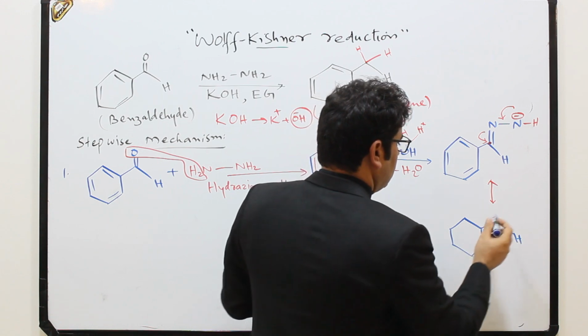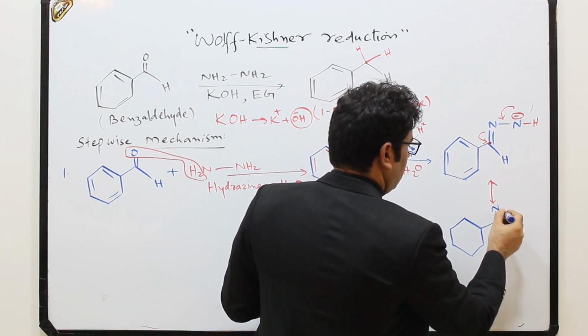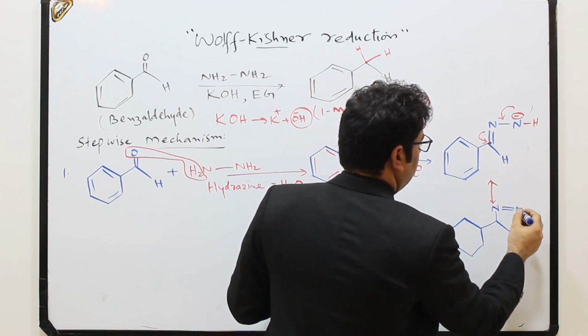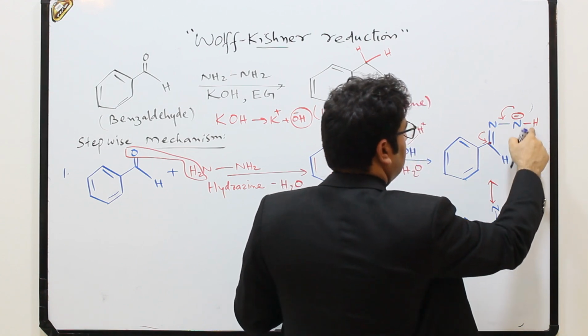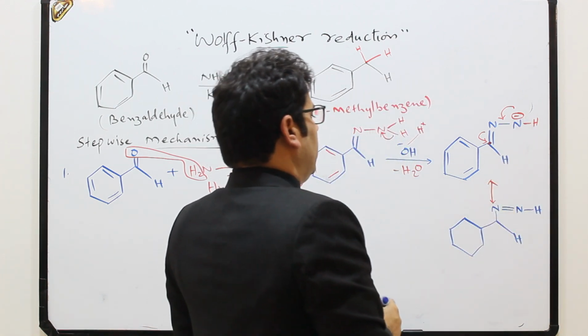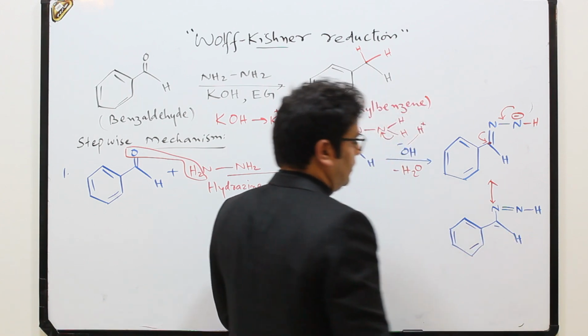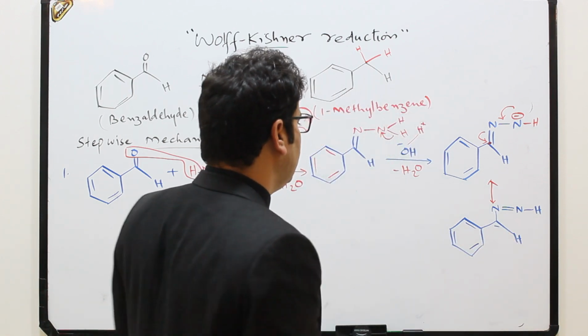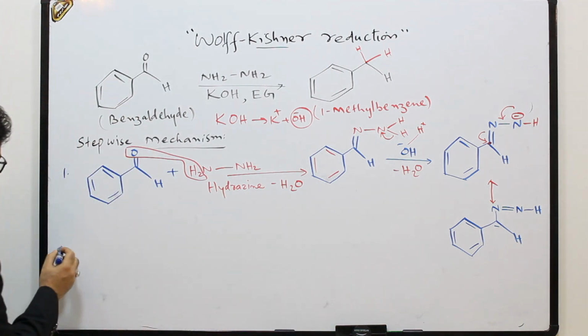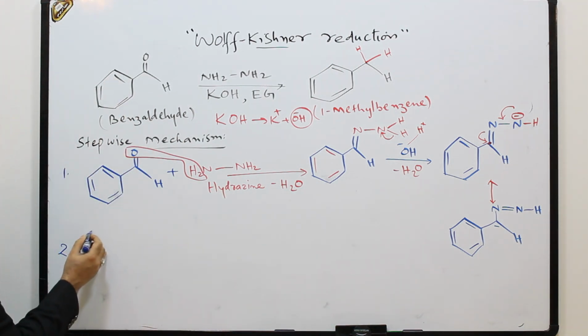There will be a single bond with nitrogen and the double bond will be here, and it is already attached with this hydrogen. So this carbon will be having a negative charge. This carbanion I will use in step number 2. In step number 2 I will take this carbanion.